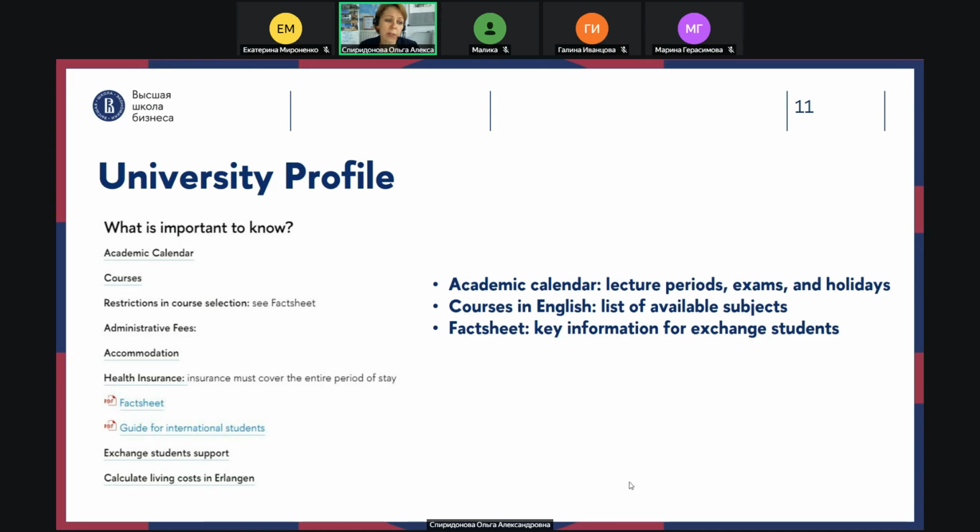And a very important piece of information for an exchange student is the fact sheet. It's a very important document that includes all the information about the university, some contacts, and maybe some answers to your questions. Please have a look at the fact sheet of each university. It can be helpful.